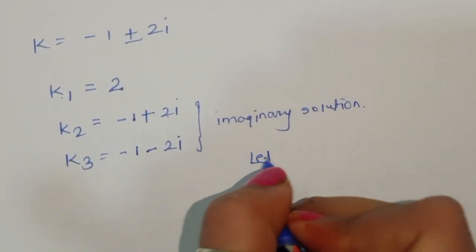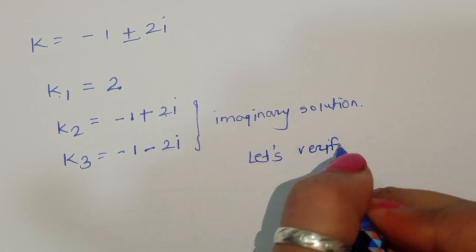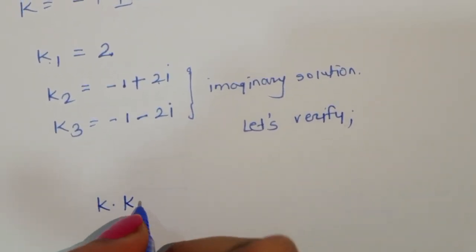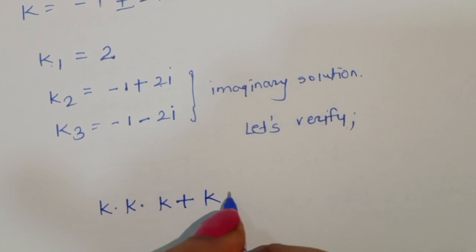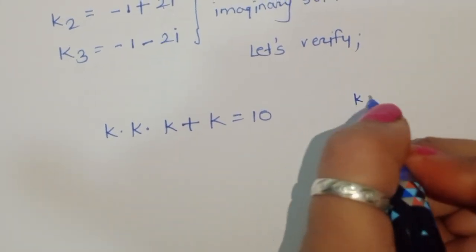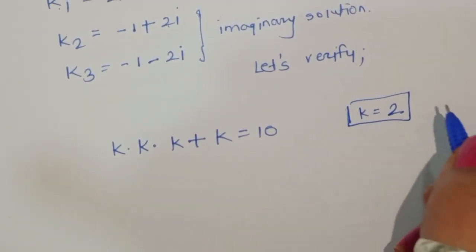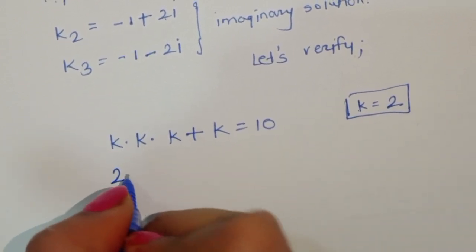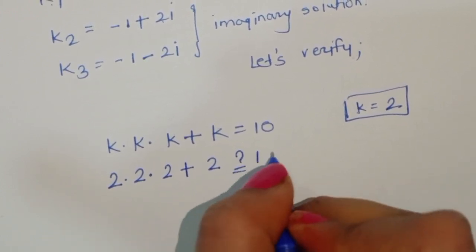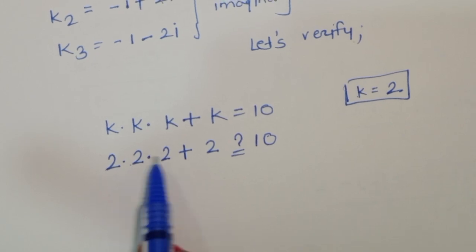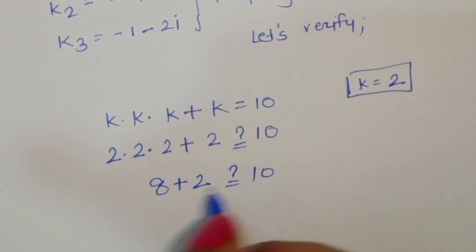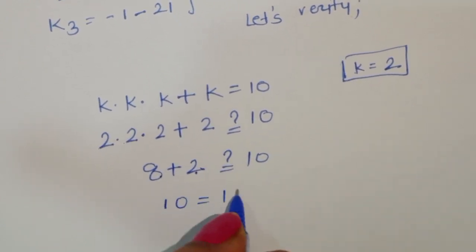Let's verify whether this is correct or not. We have the question k times k times k plus k is equal to 10. Now let's verify the value k equal to 2. So 2 times 2 times 2 plus 2, is it 10? Now 2 times 4 is 8, plus 2 is 10, so 10 is equal to 10.